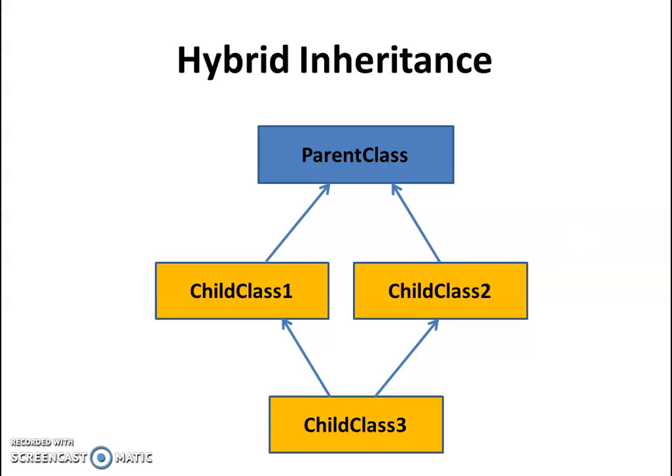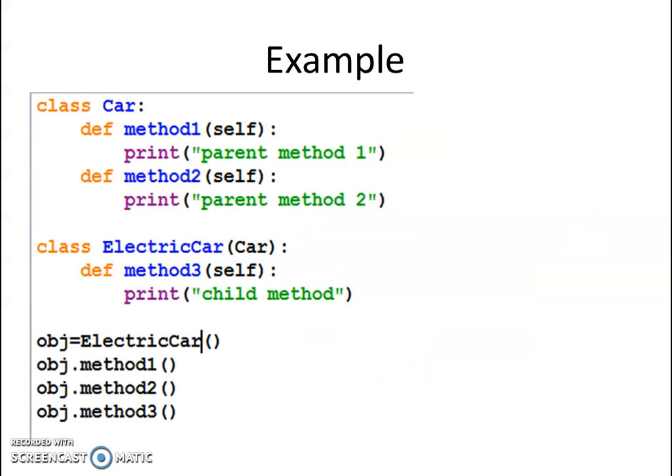Let's see it in Python code. Here we have one class named car. This particular class has two methods inside, method 1 and method 2. Method 1 prints one statement, parent method 1. Method 2 prints another statement, parent method 2. And next we have another class named electric car.